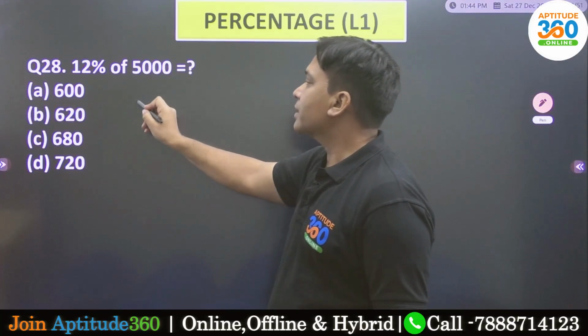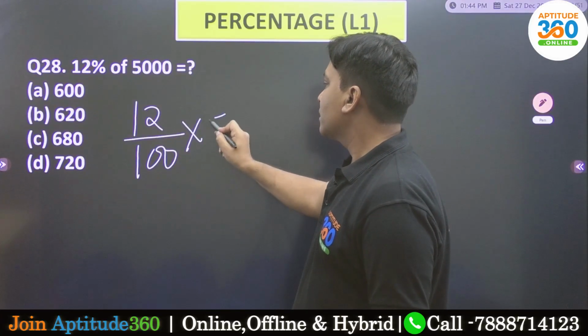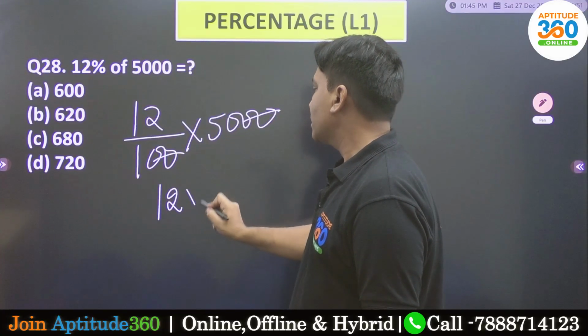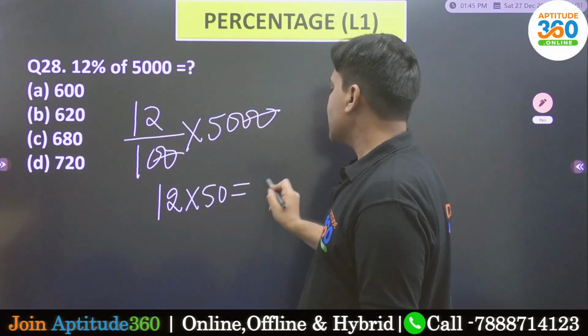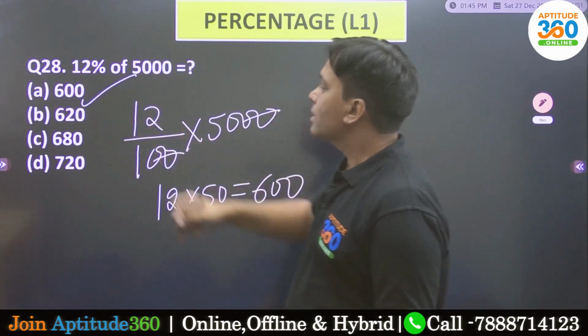12% of 5000. 12% of 5000 is this. So these two are gone. What do you have? 12 by 50. It is 600. What is the right answer? 600.